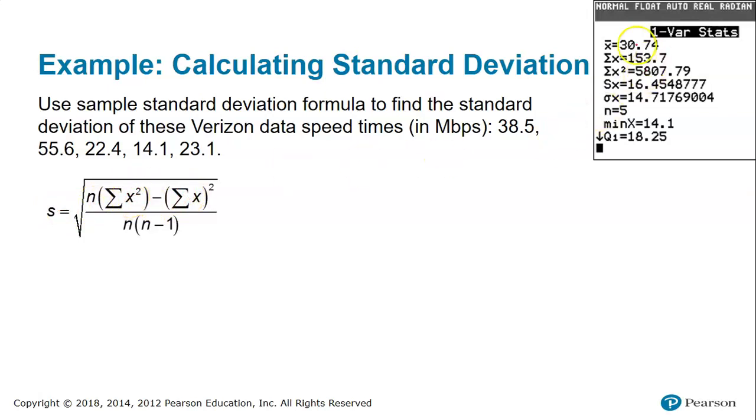So if I didn't have this information, I'd go through and square each one of my data values and add them up and put that here. But since I have that, I'm actually going to use that. So n, we already said from the previous example, was 5, so n minus 1 is 4.